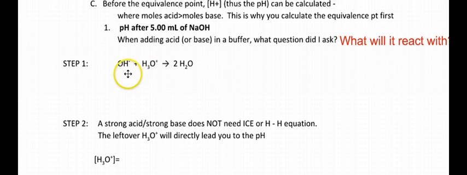So it says when adding an acid, or in the case of a buffer, what question did I ask? Well, it was, what will it react with? It's a similar question. So if I add hydroxide to the solution, what is it going to react with? It's going to react with the H3O+. It's not going to react with the water, I'll tell you that. It's not going to react with the chloride ion. It's going to react with the hydronium ion.